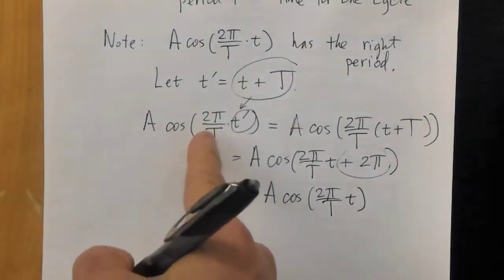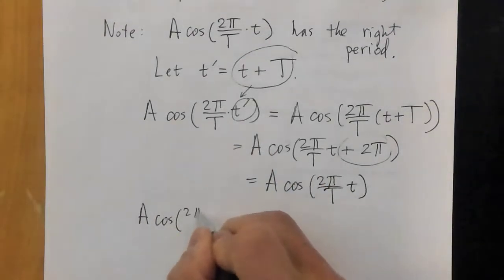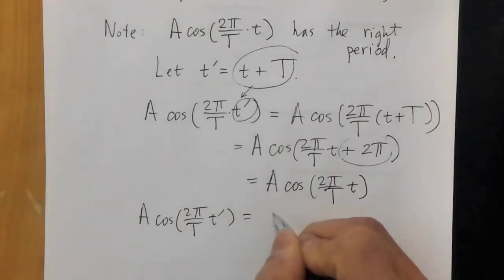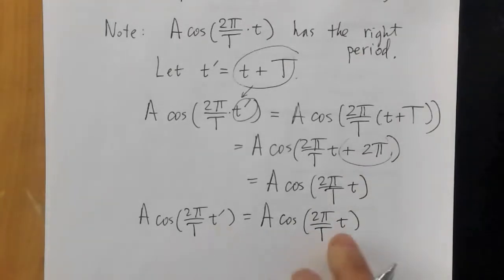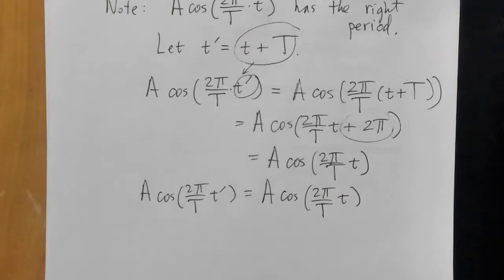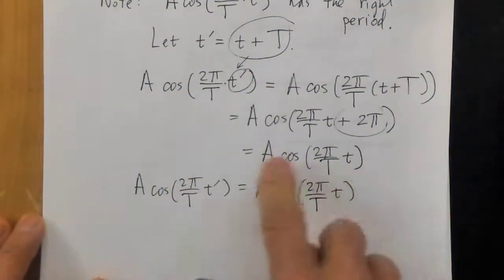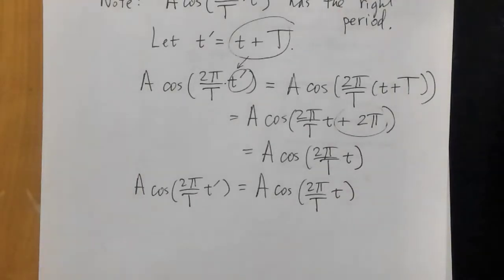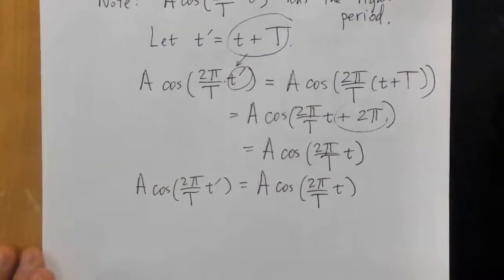So what I've just shown is that A cosine of 2 pi over capital T times t prime is equal to A cosine of 2 pi over capital T times t. So in other words, t prime and t, whatever they're doing, it's the same thing. Does that make sense to everybody? Okay, that's the definition of a period. If I shift by this capital T and I get the same function value, that's what a period is all about, when it repeats itself. Okay, so that's why this is cooked up to be perfectly the way you want.